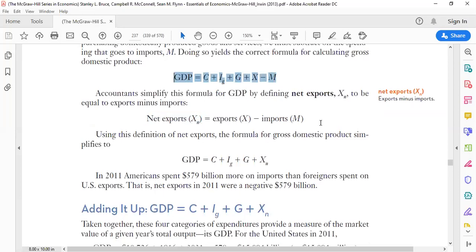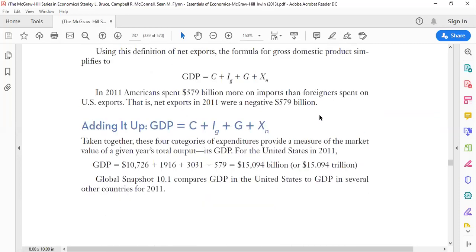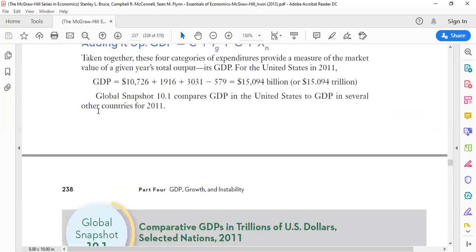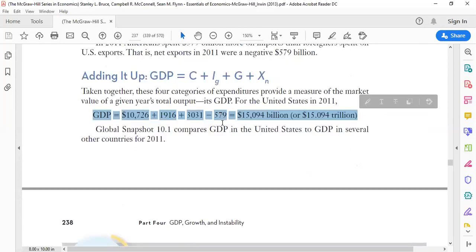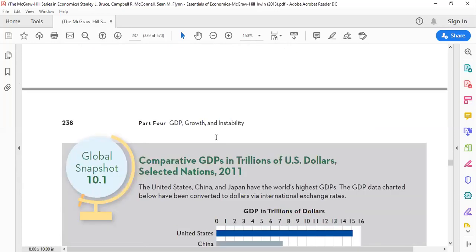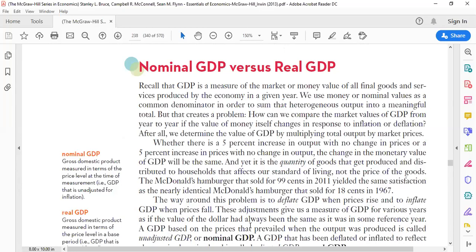This is the GDP model which we have just discussed. This is the model of GDP based upon the expenditure approach. This is the calculation of GDP. This is consumption, this is investment, this is government spending. This minus 579 is showing that there is a trade deficit in this case. Minus means imports are higher and exports are lower. Imports are higher by 579 billion dollars. This is the expenditure approach to measure GDP.